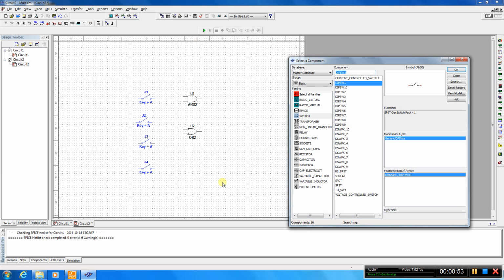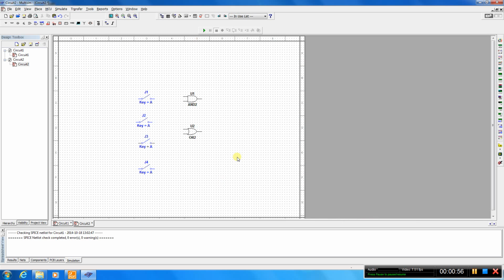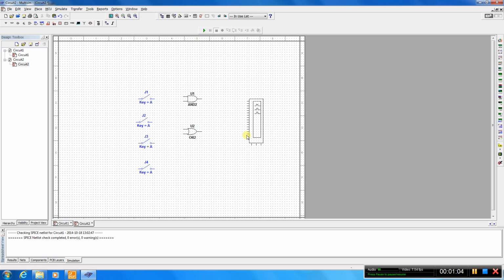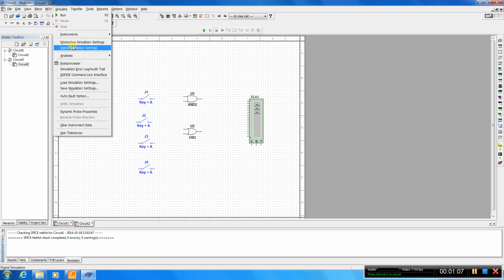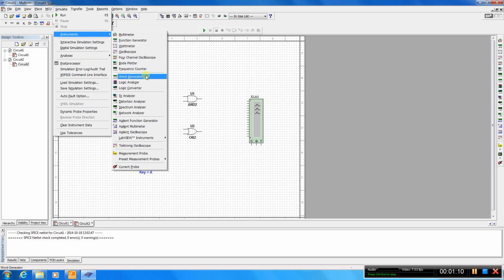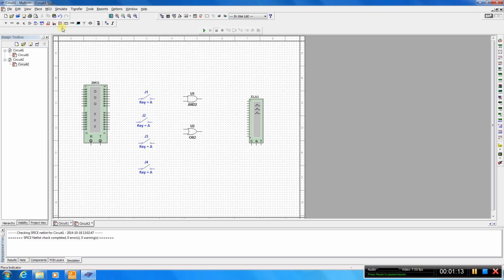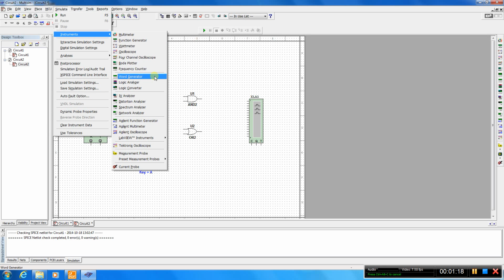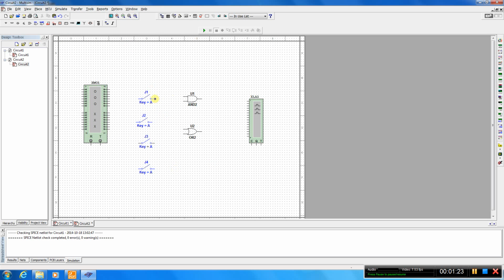And we also need two new components which we haven't used before. They are logic analyzer and word generator. Both could be found in simulate instruments. Here is the word generator and here is the logic analyzer. Okay, so let's connect switches. Yeah, so one per one element.